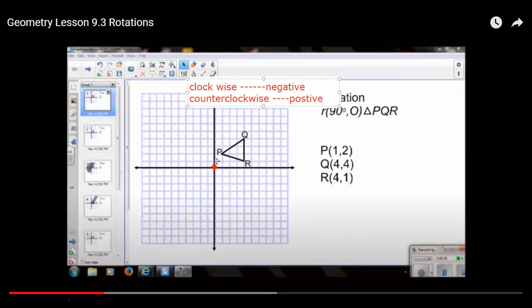Okay. Is this your question? Counterclockwise is positive, so does it go up or down? Up. It will go up. But clockwise, it's negative. It will move down.